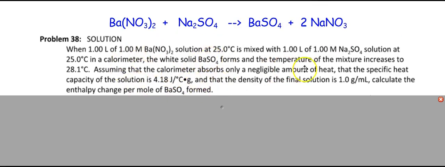So if you read about it, what's the final thing we're supposed to do? Calculate the enthalpy change per mole of barium sulfate. Well, if you found the enthalpy change per mole of barium nitrate, isn't it the same thing? The coefficients are the same. So go ahead and work through this a lot like the one we did 2 pages ago. So look back at your notes if you have to, pause this, and see how you do.